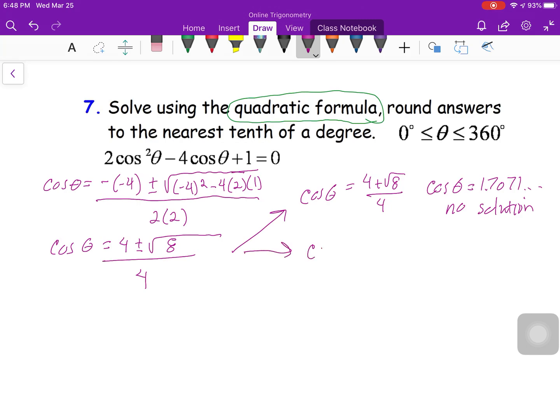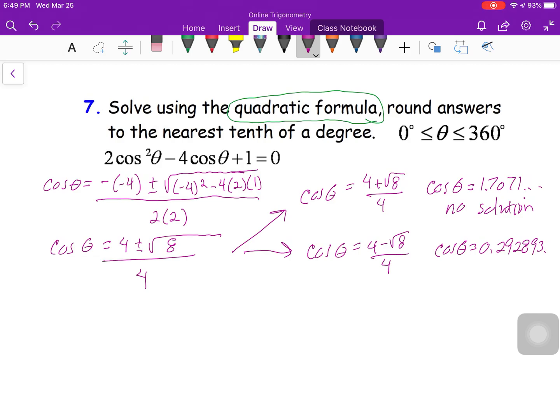The other part would be the cosine of theta equals 4 minus the square root of 8 over 4. Well, if I take 4 minus the square root of 8, and I get that total first, and then I divide that by 4, I end up with cosine of theta equals 0.292893, and it keeps going. That one's going to give us some solutions. But that one is not one that's one of our reference angles from our special triangles.